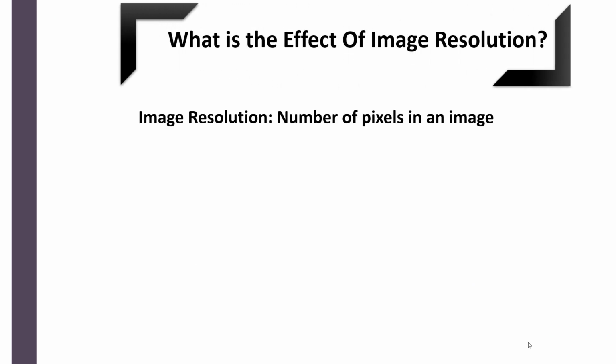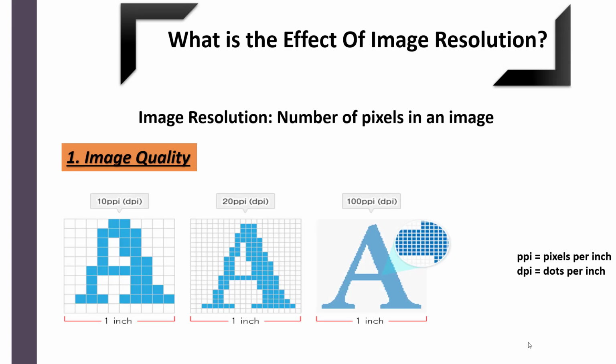Now let's consider image resolution. It is the number of pixels in an image. What is the effect of image resolution on image quality? The image shows letter A becoming more pronounced and clear as more pixels are added to the image. In the first image, there are only 10 pixels per inch, so the letter A is edgy. As more pixels are added, as in 100 pixels per inch, the letter A becomes more pronounced. So the image quality is improving with image resolution.